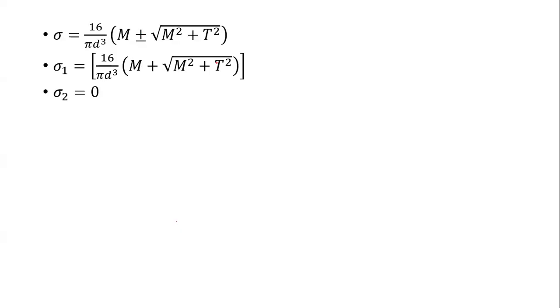Now remember we said stress 2 is 0. Stress 3, which is the compressive one, is the one which is using a minus. So we have 16 over pi d cubed, then open brackets, we have m minus under the root of m squared plus t squared, then we close the brackets.